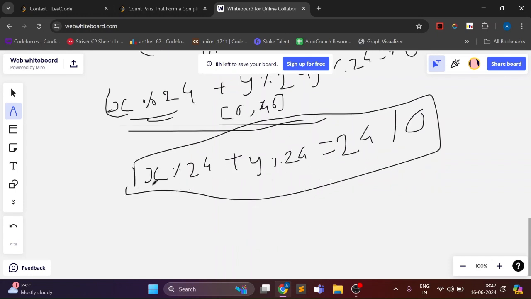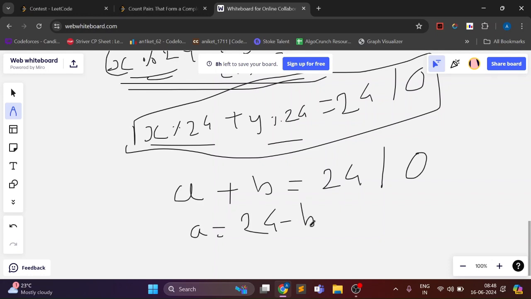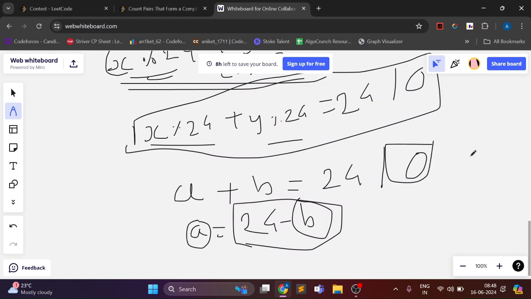Now how to solve this? Just replace these with another variable such as a and b. So if I have to find a such that a plus b equals 24 or 0, what I can do is map all the values of b, and whenever I am getting an a, I will increment my answer by the count of 24 minus b. And for 0, you have to handle that case separately.